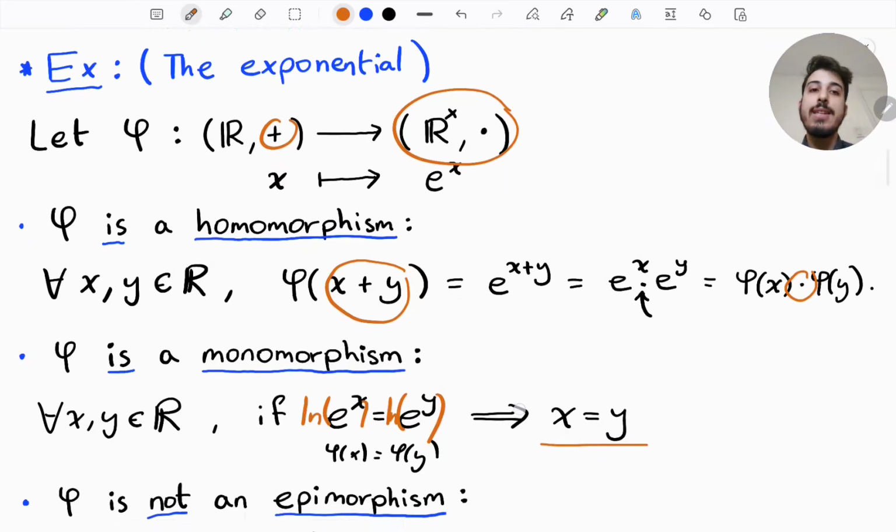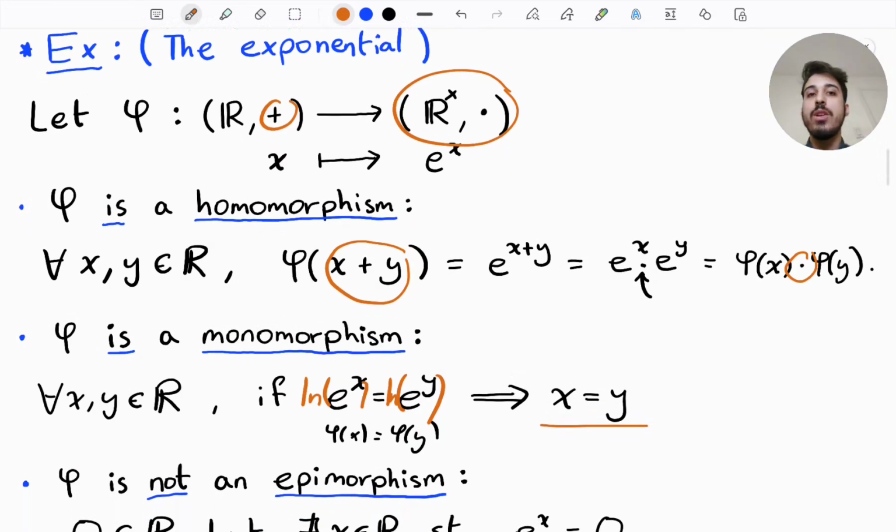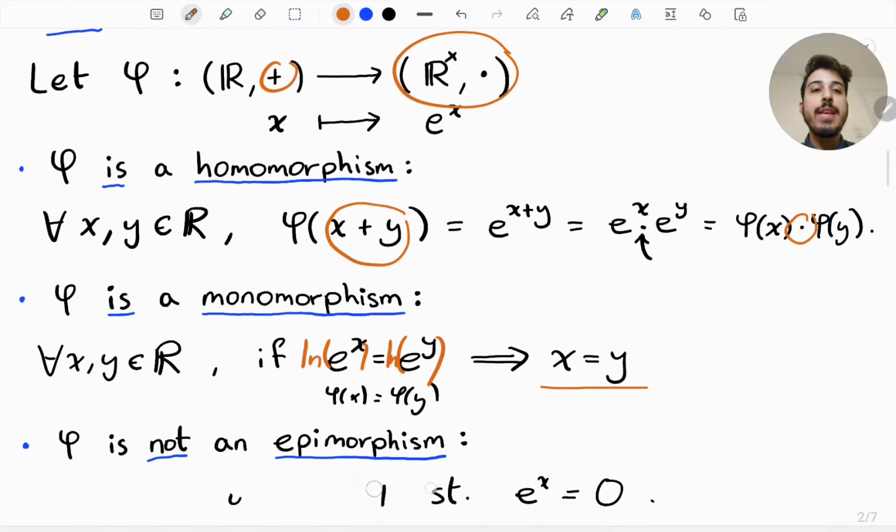The last thing to say is that it is not an epimorphism because let's take, for example, an element that is not a positive element in R star. So let's take, for example, -1 in R star, but we cannot reach -1 by doing an exponential because the exponential function is always positive.